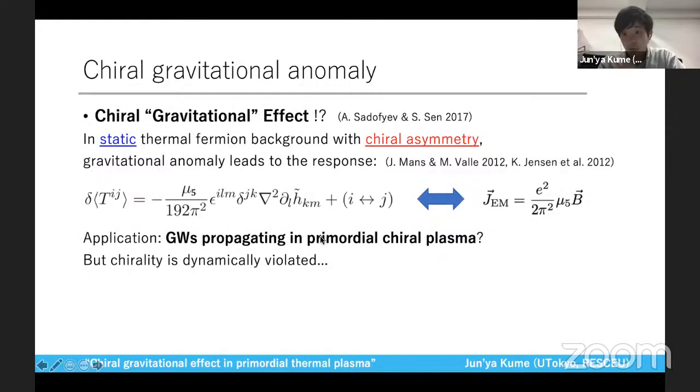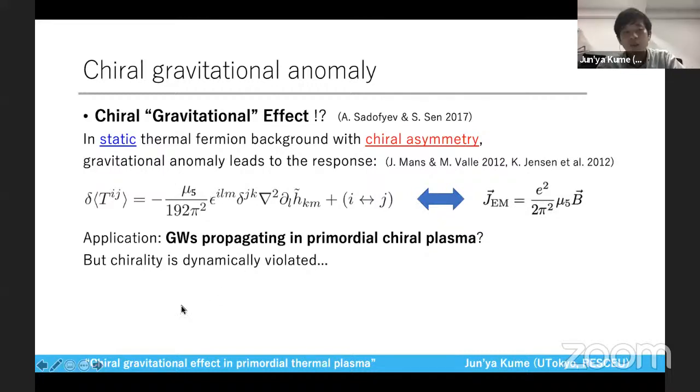And actually, there were pioneering works on this effect. In this paper, a static fermion background with finite chemical potential was assumed, and they found this anomalous response due to the anomaly. Here, an external gravitational wave induces an energy-momentum tensor, which has a similar structure to the case of the CME, like this, where mu5 appears.